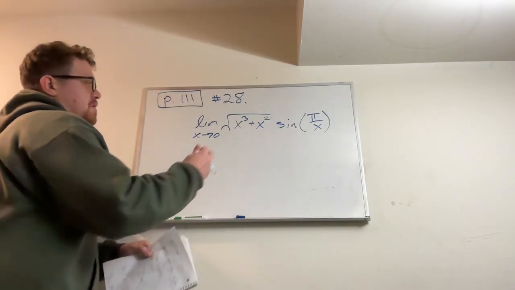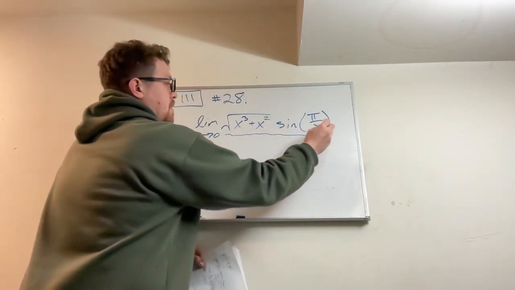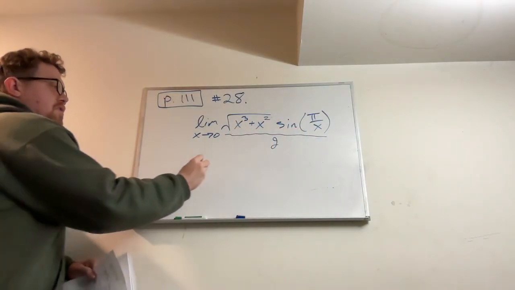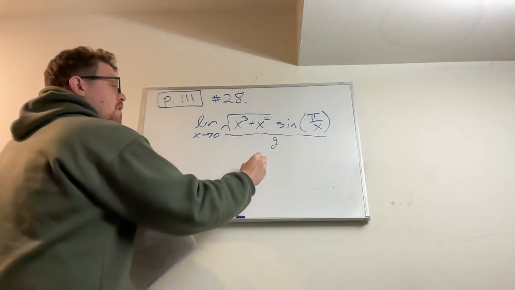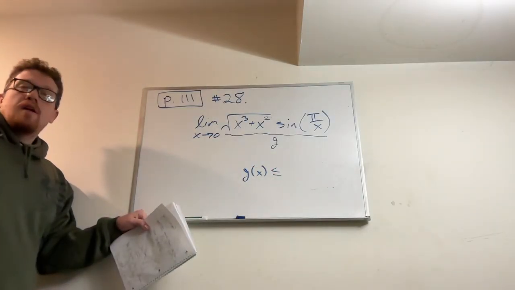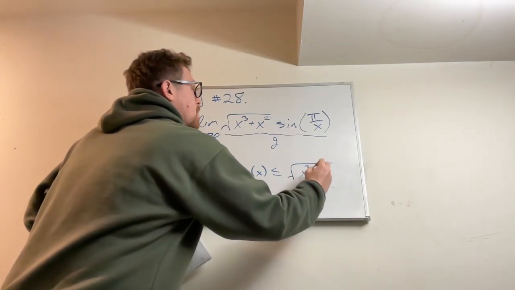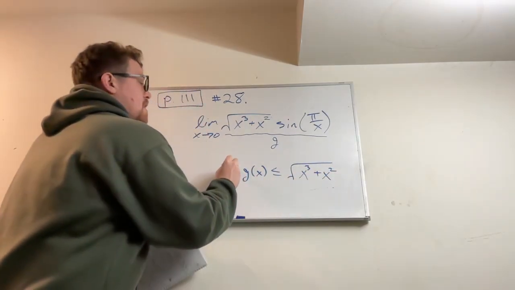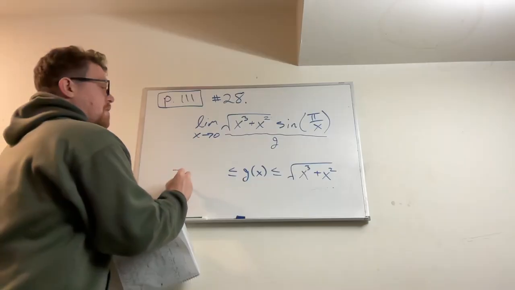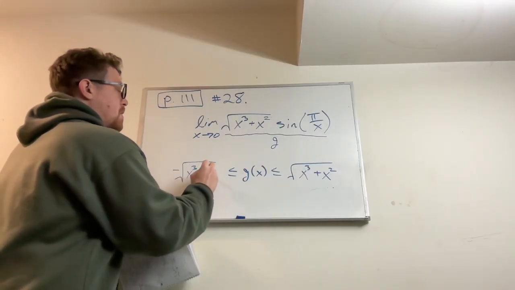G is the one in the middle, so let's just call this function g. And so we know that g is always less than or equal to the square root of x cubed plus x squared, and is always greater than or equal to negative the square root of x cubed plus x squared.